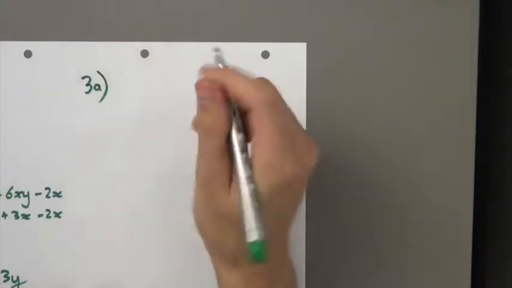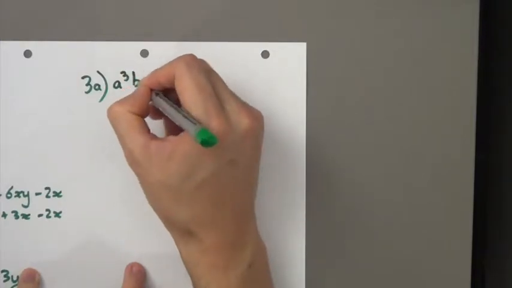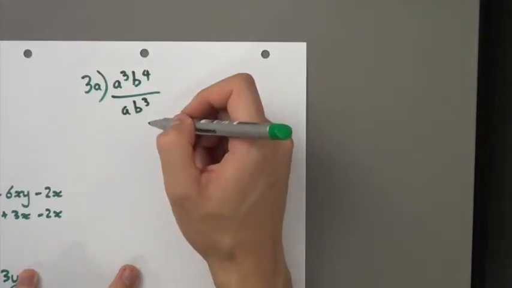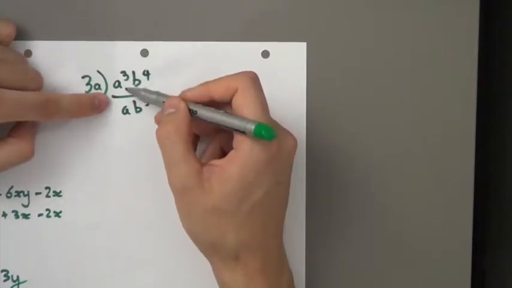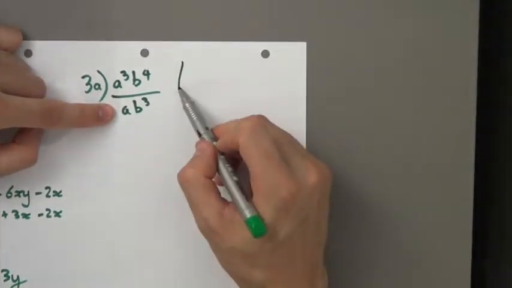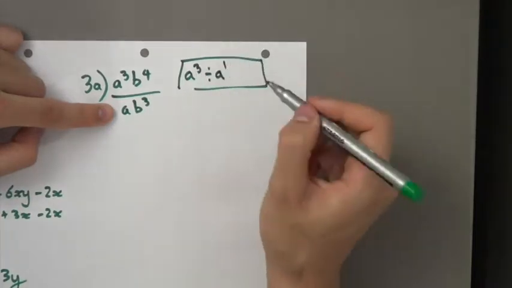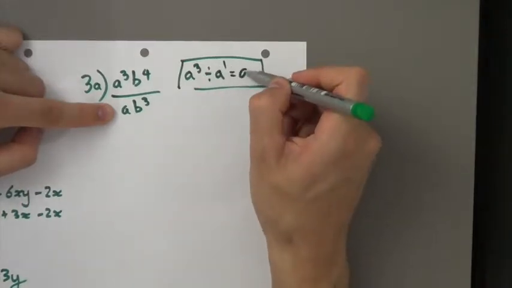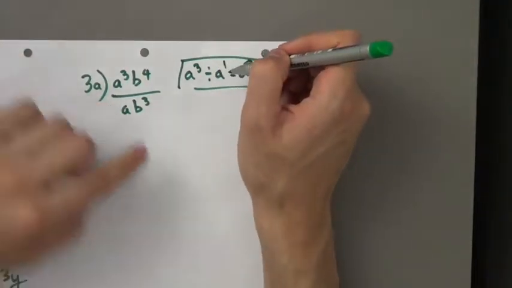So 3a. Now, it asks us to simplify a cubed times b to the power of 4 over a b to the 3. Now, again, we're going to practice our rules of adding indices. Or in this case, because it's a divided by a, I'm just going to do an aside here. If a divided by a to the 1, basically you have to minus the indices. So this actually is equal to a to the 2, because it's 3 minus 1.